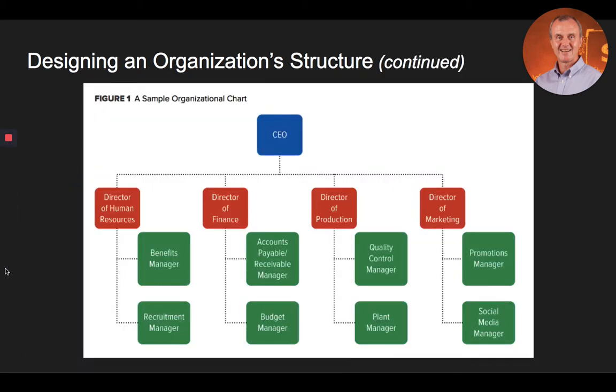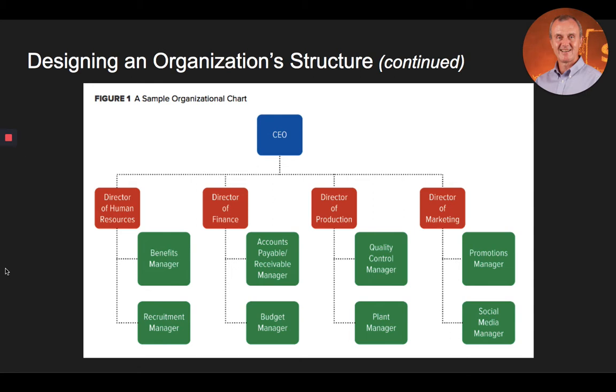An organizational chart illustrates how people and activities are structurally grouped while showing the formal relationships that exist within an organization. You can see an example of an organizational chart in Figure 1 from your text shown on your screen right now. Each place on the organizational chart is typically occupied by an individual or a department, and each horizontal level represents a level of authority.